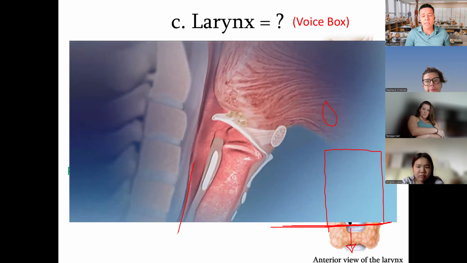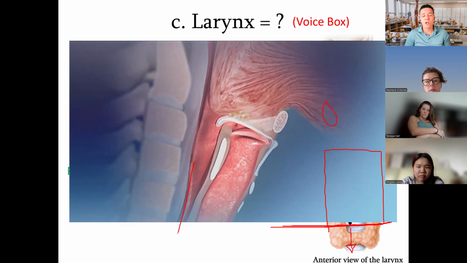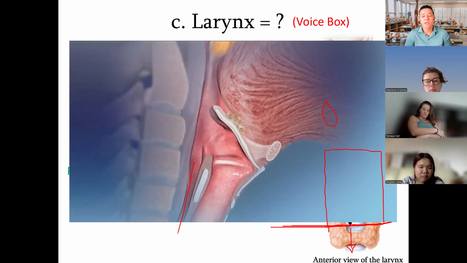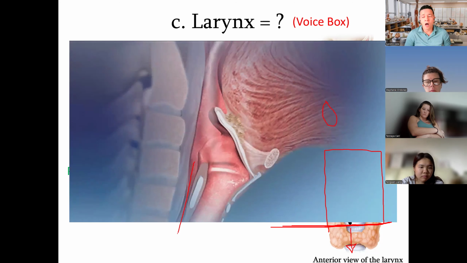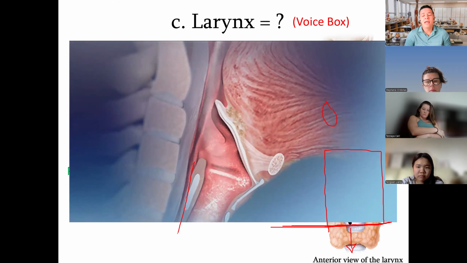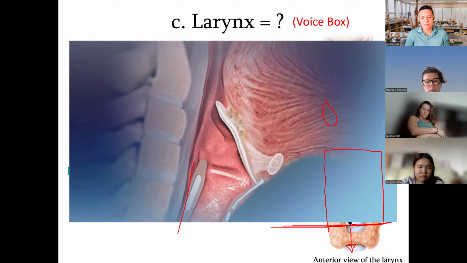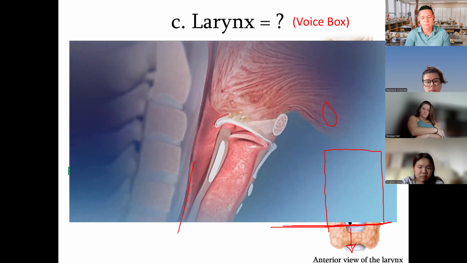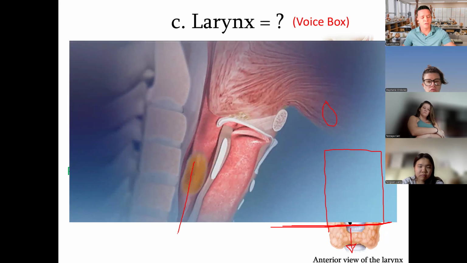And this is why we cannot swallow and breathe at the same time. If you don't believe me, try. Swallow, hold your swallow, and then try to breathe. You can't, because the epiglottis is closing our airways. All right, any questions, folks?